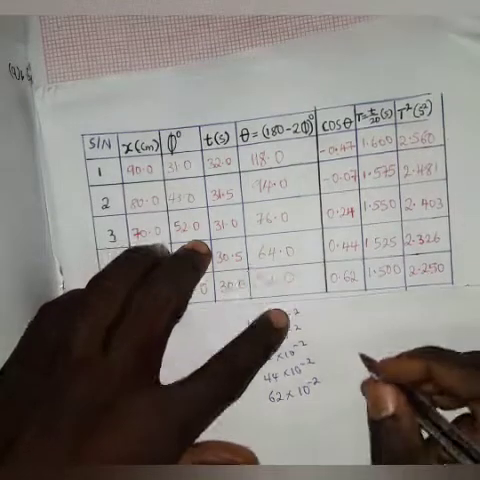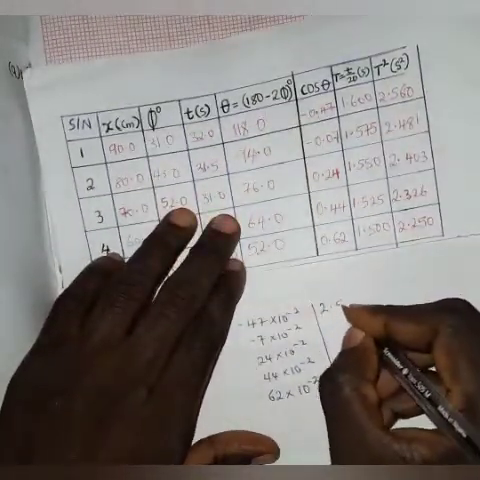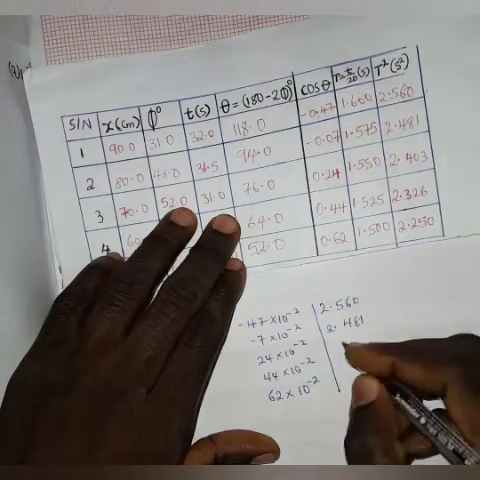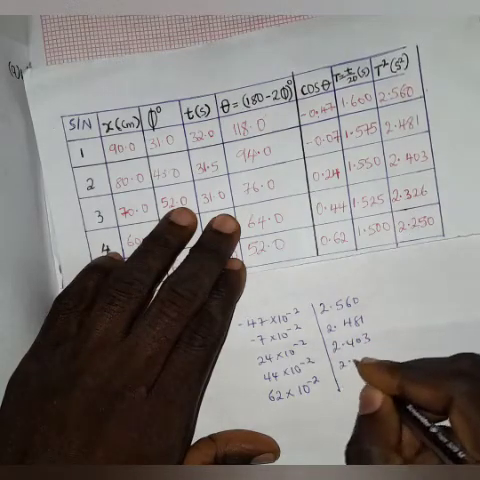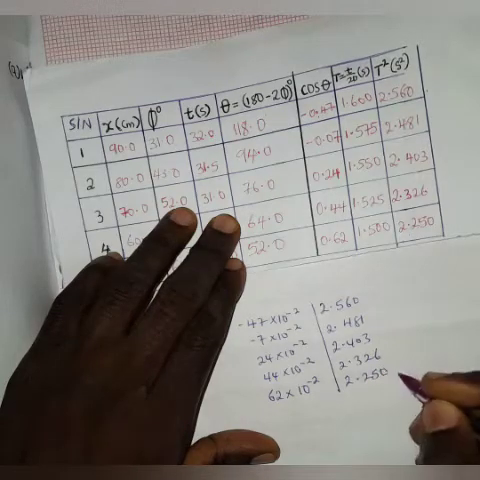So I am plotting this. I can just bring this one down this way. So I have 2.560, 2.481, 2.403, 2.326, and 2.250.